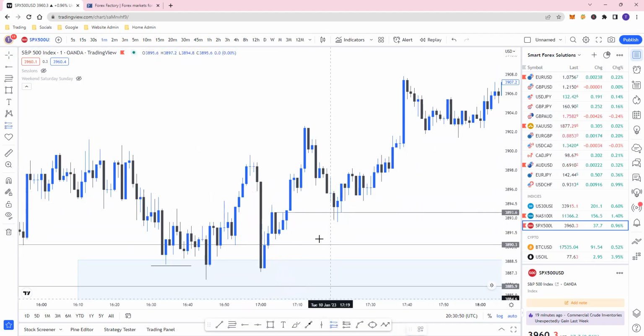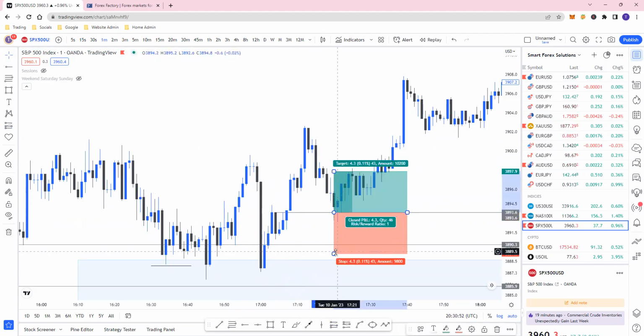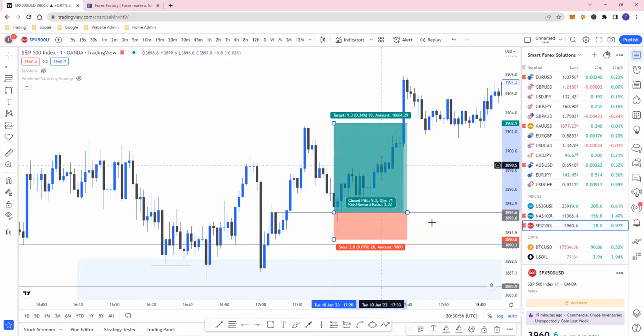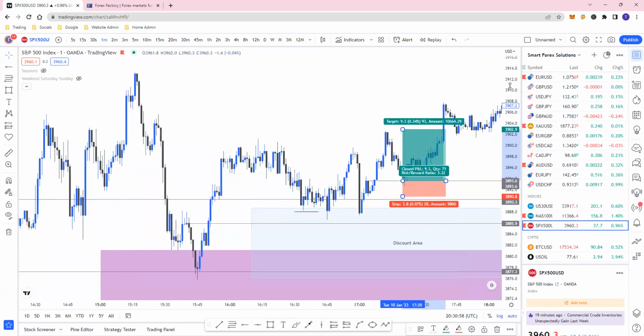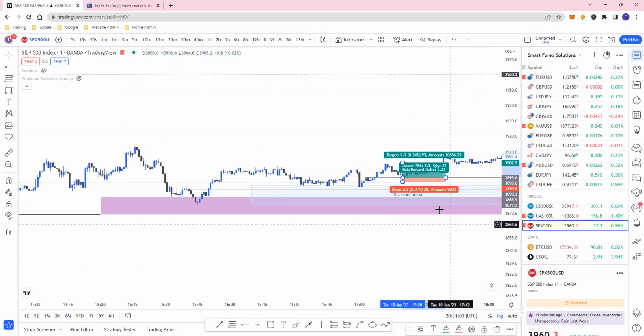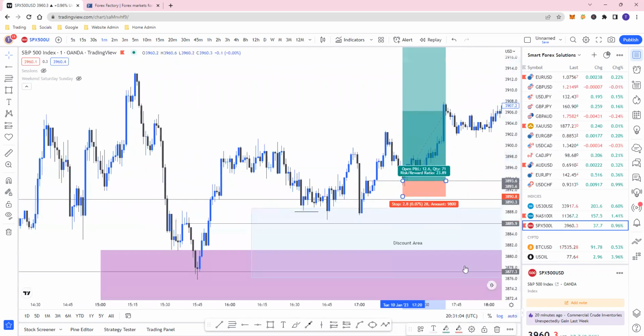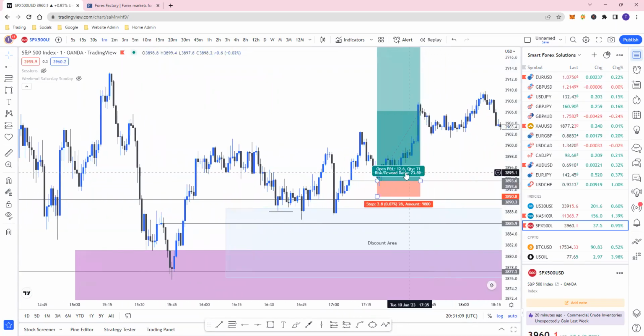So this is a really nice entry right here, which would have played out, again, a bit too late in the day, but even if you take it there, that's a 3 to 1. If you held on to it, where price currently is now, that's a 23 to 1. A 23 to 1. This is how insane price action is. This is how good it can happen.